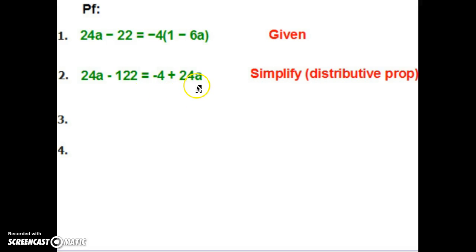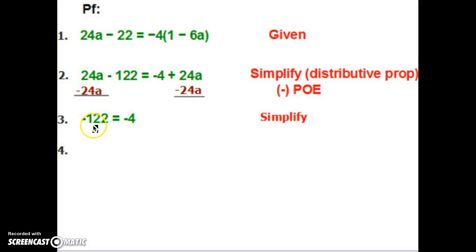The next step here, I see that I have an a on both sides. I want to get rid of one of them. So I'm going to subtract 24a from a positive 24a. That's just going to be 0. So these will subtract out. But notice here, 24a minus 24a is also going to be 0. So we use the subtractive property. After using the subtractive property of equality, we just get that negative 22 is equal to negative 4. And we know this because of simplifying.